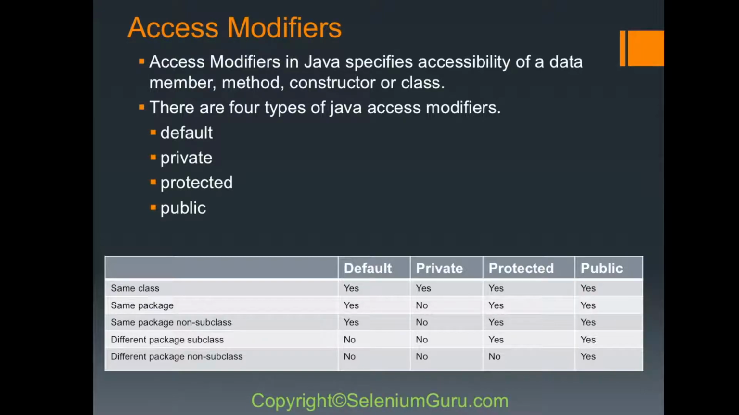So if your class is in a different package and you want access to that variable, you need to inherit that class. Now with public, which we've been using all the time, you have access to all these methods. If your method or variable is public, same class, same package, or different class, different package, it doesn't matter. You have access to that method or variable.